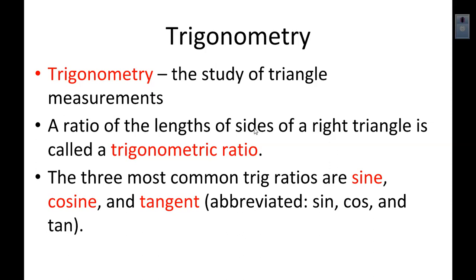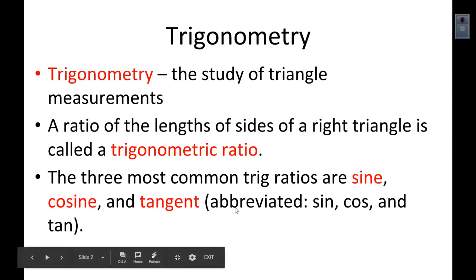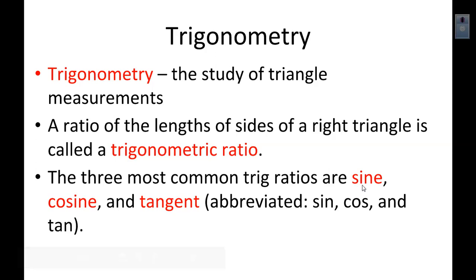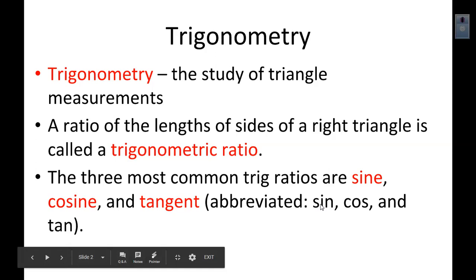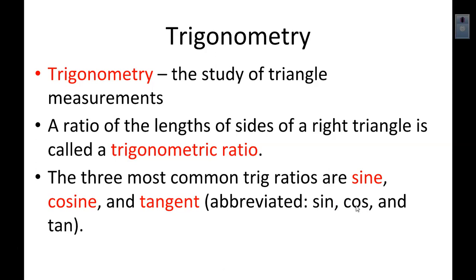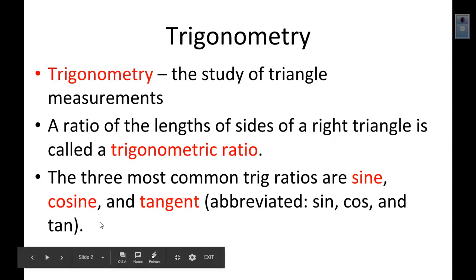Now, a ratio of the lengths of the sides of a right triangle is called a trigonometric ratio. Remember, a ratio is a fraction. So we're going to set up some of these ratios as a fraction, and remember to always put them in simplest form. The three most common trig ratios that we're going to look at are sine, cosine, and tangent. The abbreviation for sine is SIN, but it's still said sine, not sin. This is COS for cosine, and then tangent. So these are the abbreviations we'll be using, and these are what they stand for: sine, cosine, and tangent.